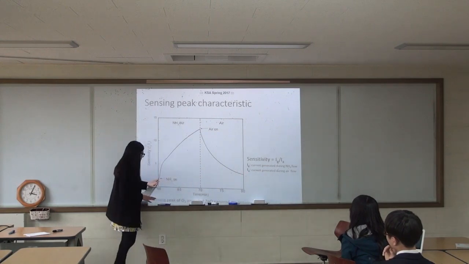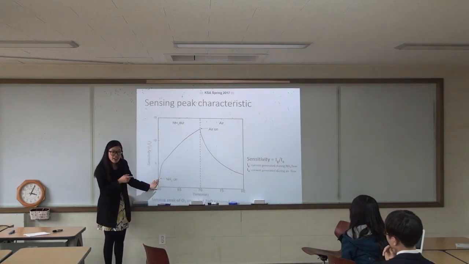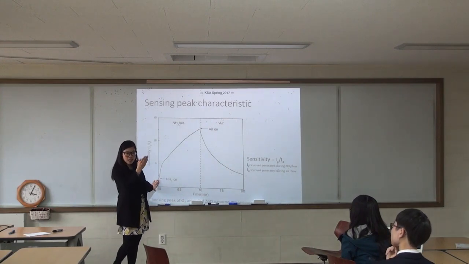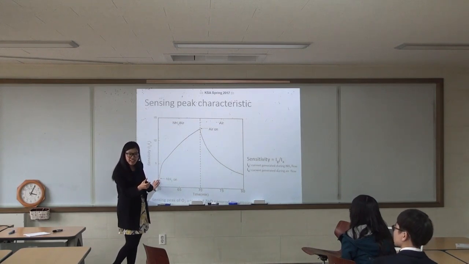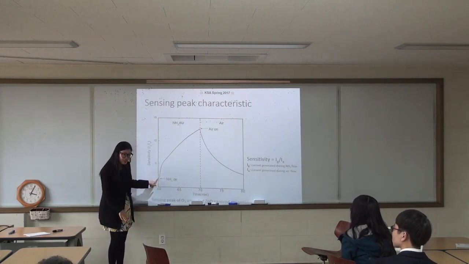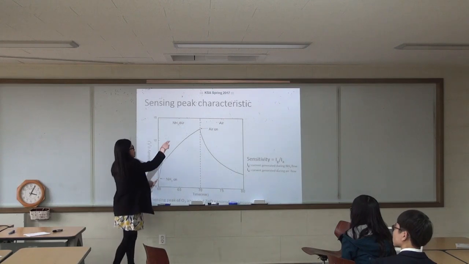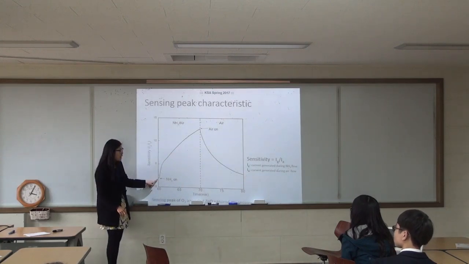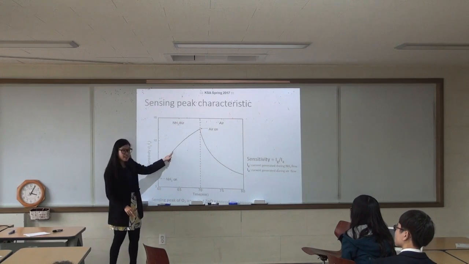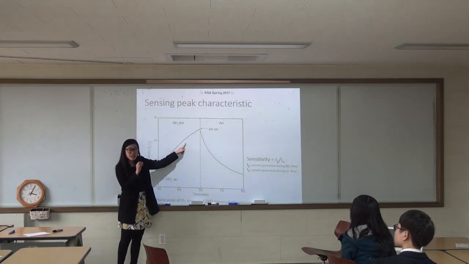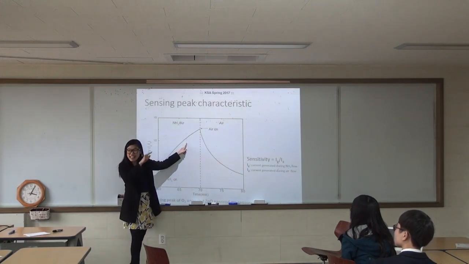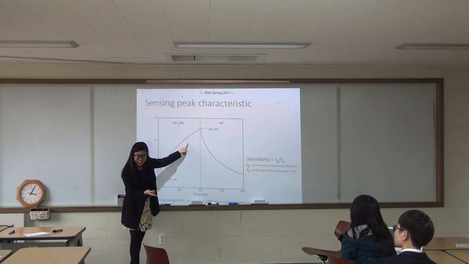So at first, with just normal airflow, I already told you in the introduction that when it adsorbs oxygen gas, it depletes the electrons, right, and produces the depletion layer. That layer makes the conductivity low, right? So it's just here. But then, when I purge ammonia gas in, as you can see, the sensitivity is higher, because those oxygen release electrons back to the conduction band.